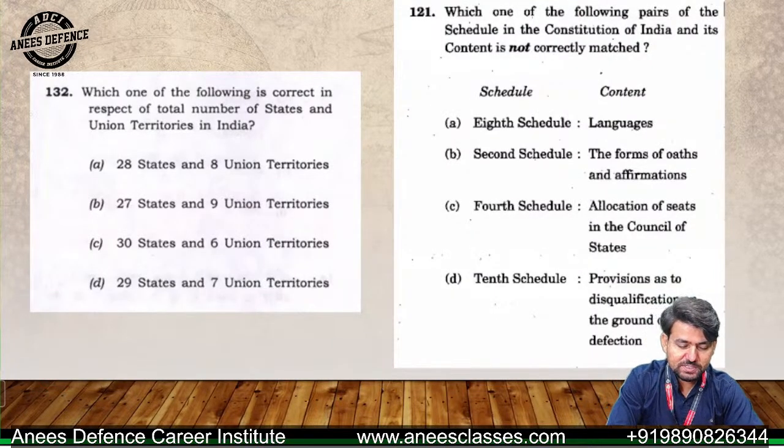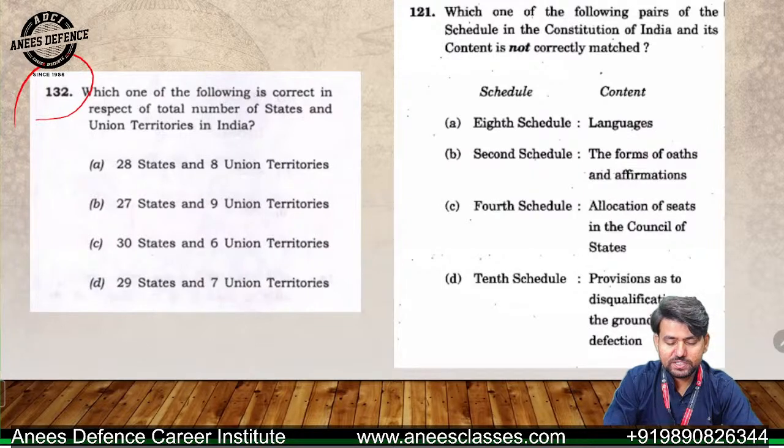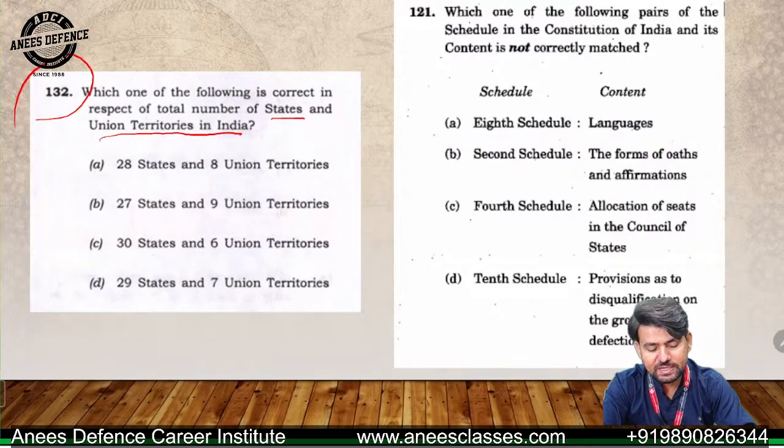ओके, अब देखो ये एकदम इजी सवाल है. Which of the following is correct in respect to the total number of states and union territories in India? अभी पहले तो मेरे को ये बताओ कौन सा शेड्यूल में ये बात हो रही है. लिस्ट ऑफ स्टेट्स एंड यूनियन टेरिटरीज कौन से शेड्यूल में है.